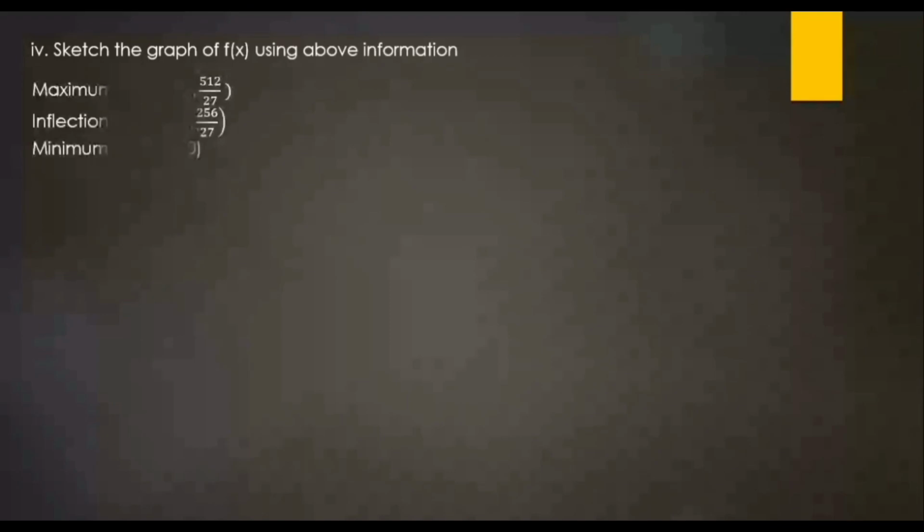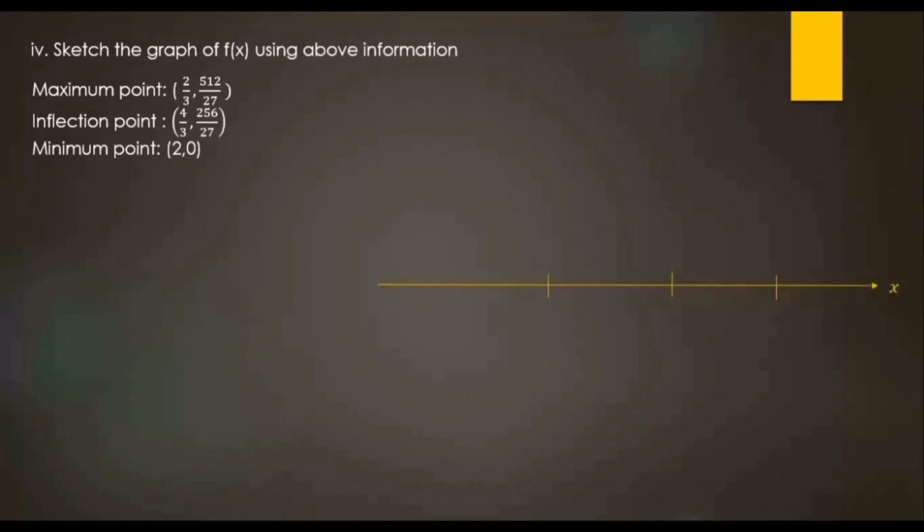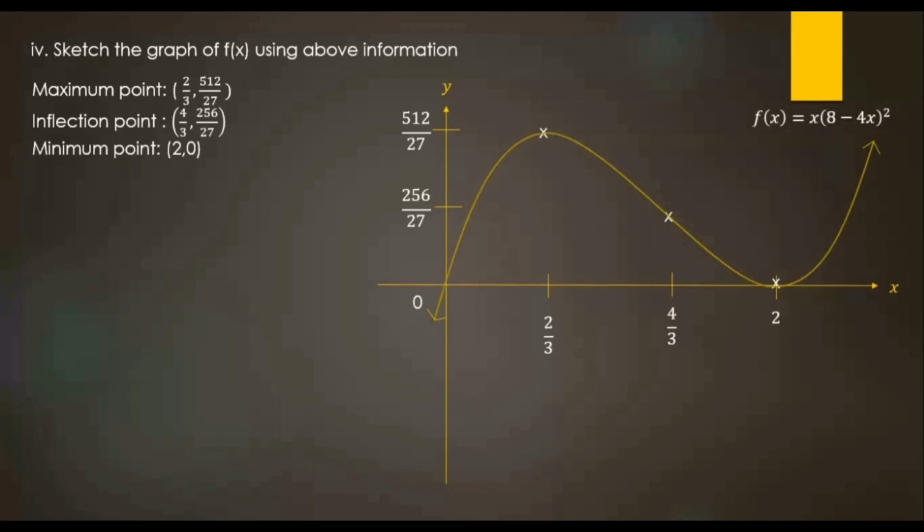The last question is: sketch the graph of f x using the above information. Firstly, we must write down all the information we got: the maximum point, inflection point, and minimum point. To draw the graph, we must first draw the axes. Then we plot. The last step is to draw the graph line. Don't forget to draw the arrow and also write the graph equation.